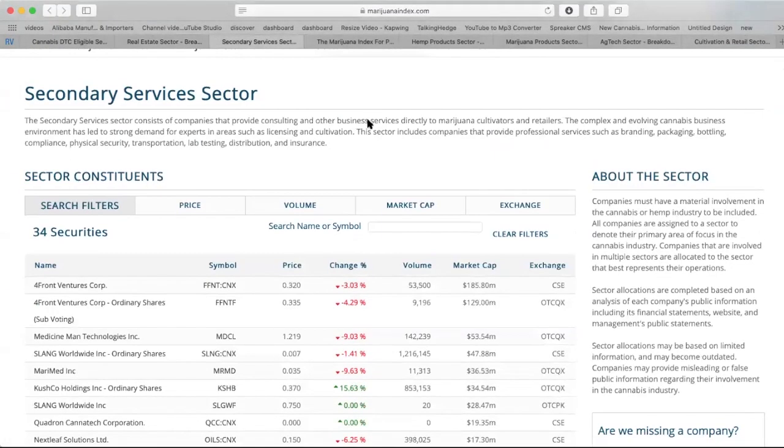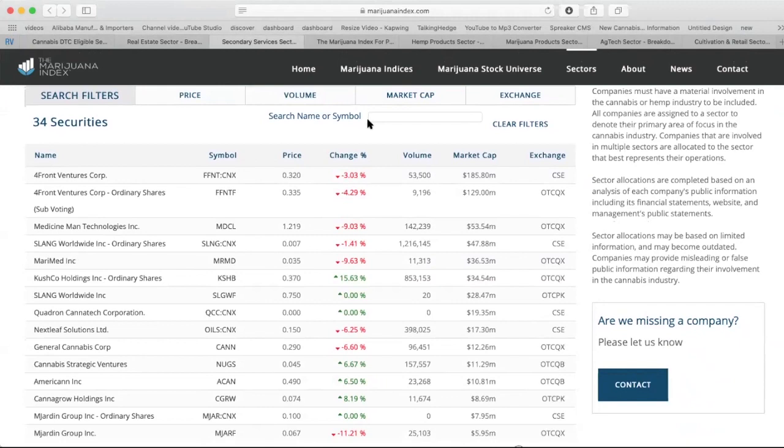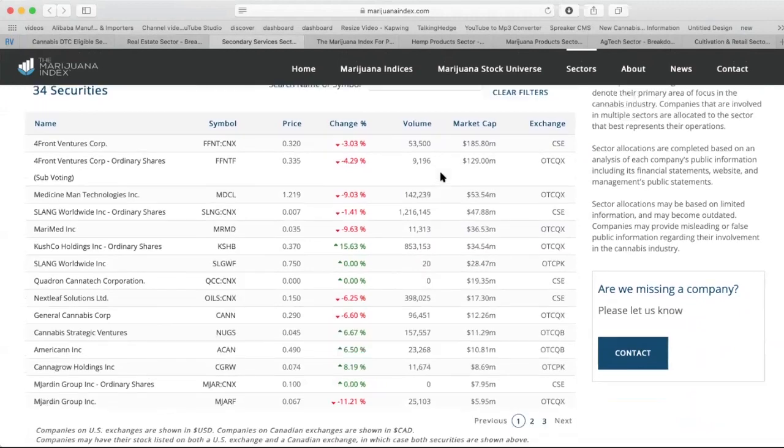Looking at the secondary service sector, that's fairly down today. Cushco Holdings is up 15.6%. Trying to sell some local bottles. I think they still get their stuff from China, but if they can get manufacturing in the U.S., that'll definitely help.